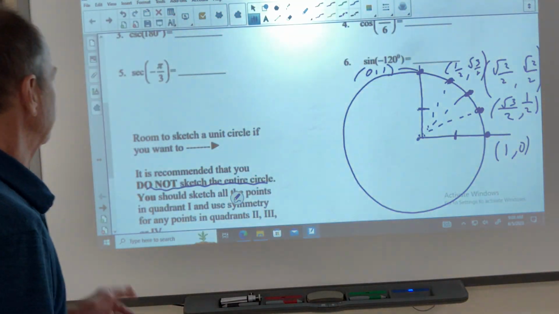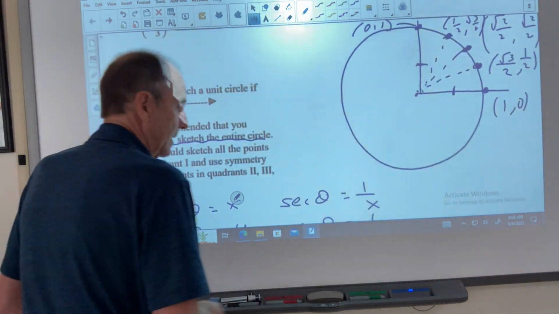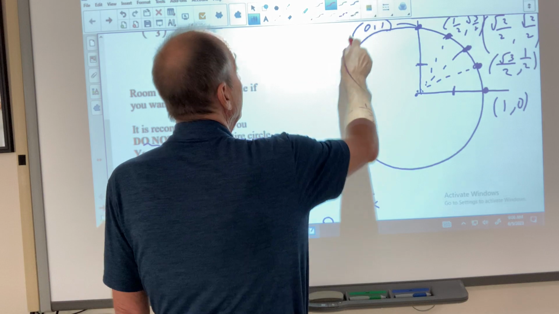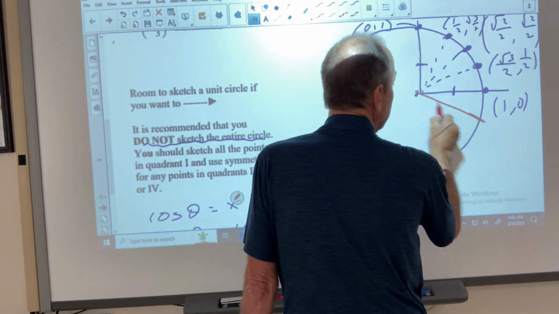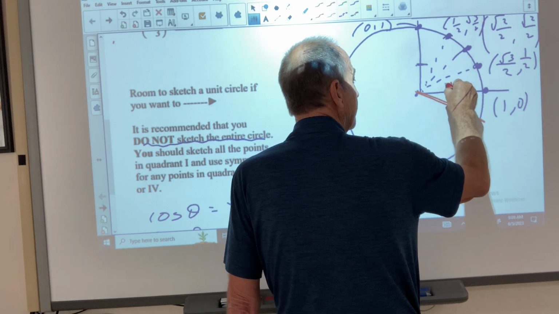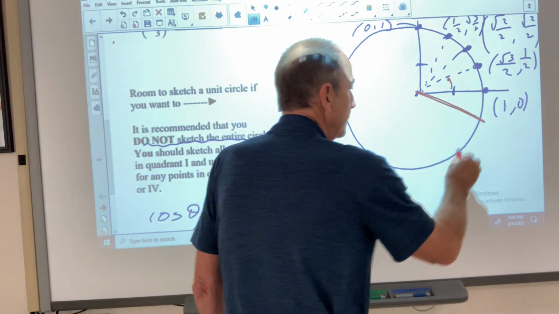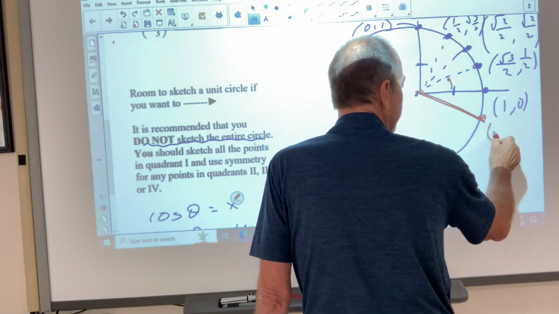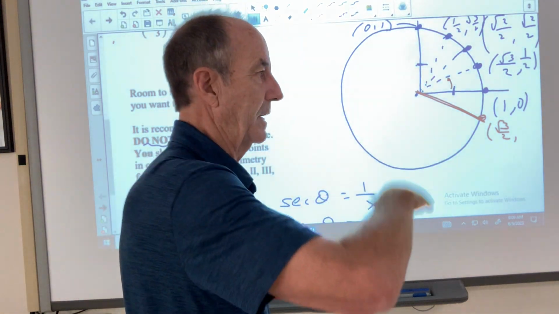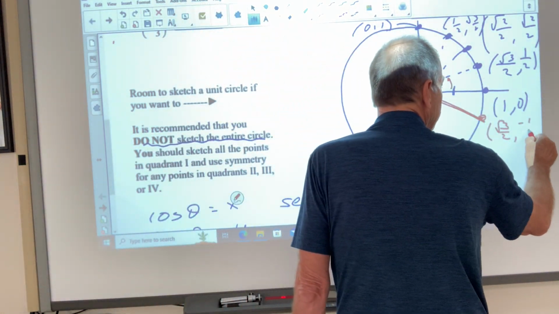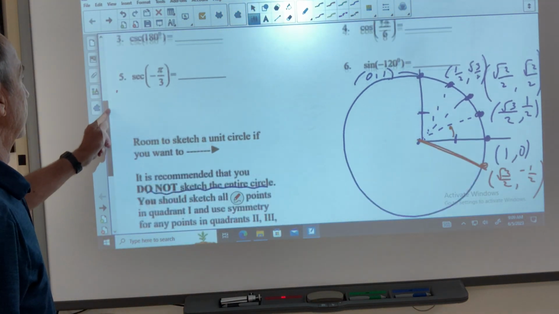Okay, so let's look at the problems. The first one says minus 30 degrees. So the minus 30-degree angle would be right here, right? So it's the same as the 30-degree, except it's going the other way. So the x coordinate's still the same, right? The x coordinate's still going to be the square root of 3 over 2. But now the y coordinate's going to be negative, right? Because we're going down instead of up. So minus 1/2.